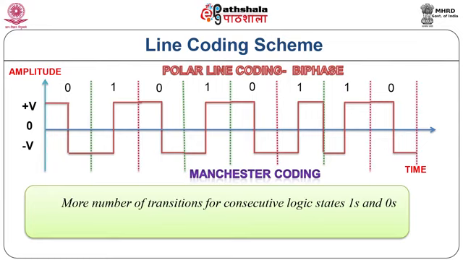It is apparent from the figure that if we have two consecutive ones, the number of transitions will be more. That is from low to high, high to low, then low to high. When data has alternate 0 and 1, then we have fewer transitions, that is from high to low and low to high, amounting to only one transition per bit.